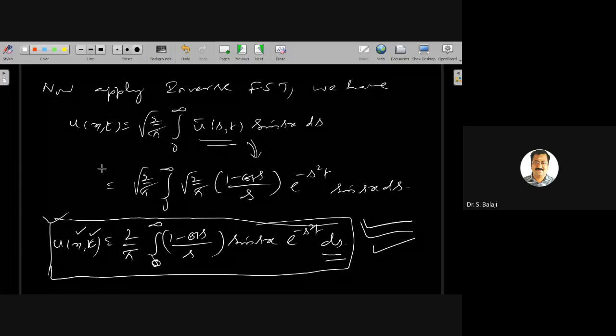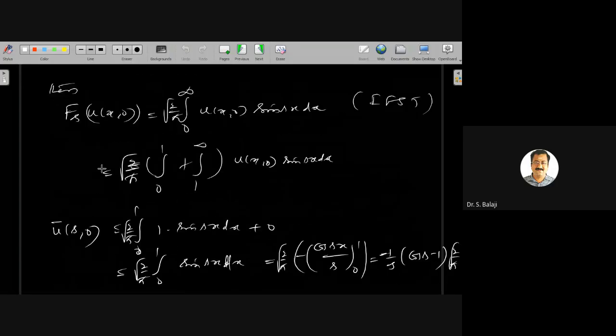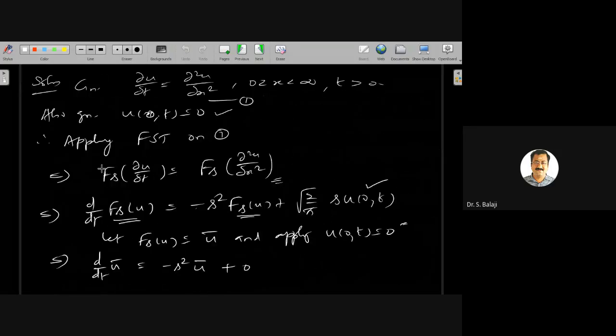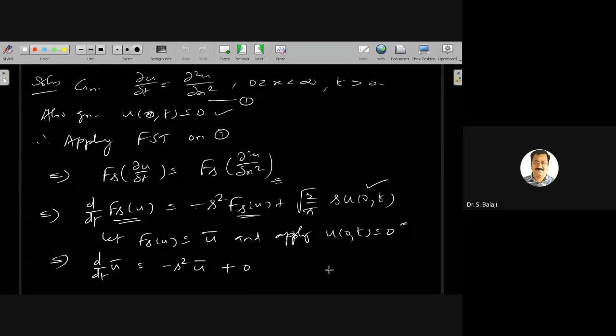The idea is very simple. You have to apply Fourier sine or cosine transform on this equation, depending on the initial condition. Here u of 0 comma t is given, therefore you have to apply Fourier sine transform. After applying that, substitute the respective relations, which you know, and then apply the initial condition also, u of 0 comma t is equal to 0. We can get a differential equation.